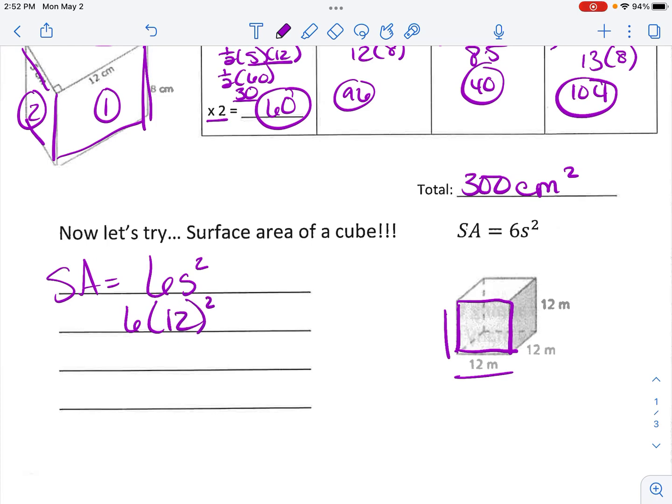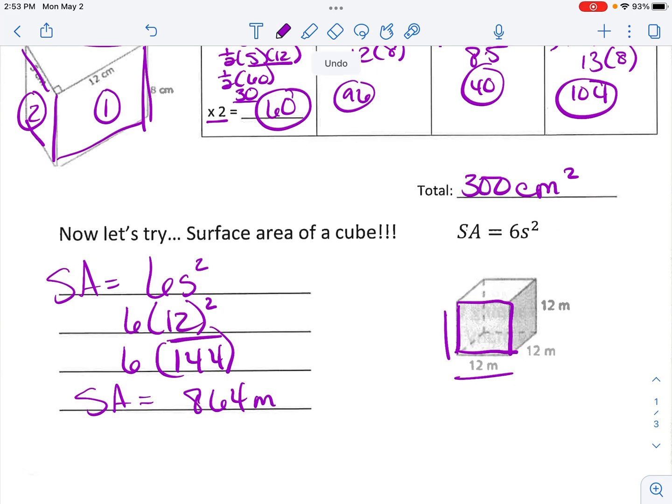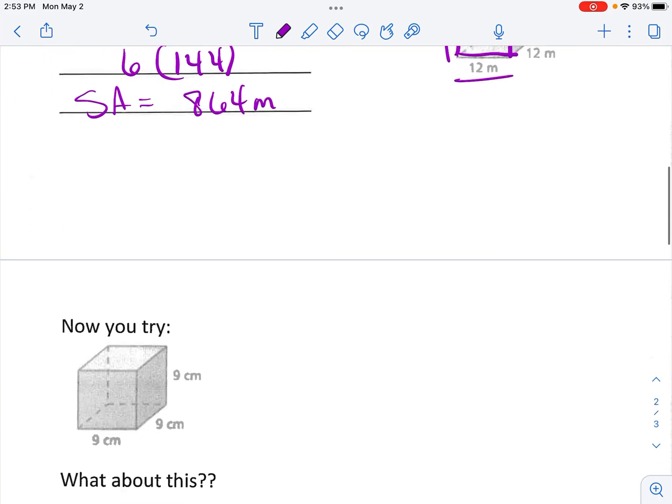So the side is 12, and you have to do your exponents first. So 12 squared is 144, and then I'm going to multiply it by 6 because there are 6 sides to this cube. So I'm going to do 144 times 6 for the 6 sides. So my surface area is going to be 864, and then my label would be meters squared. Okay, let's try another one.